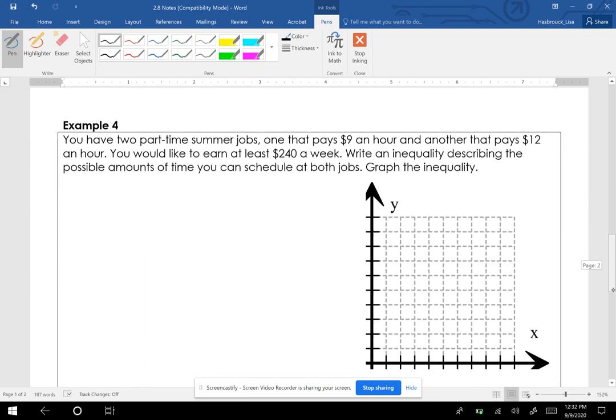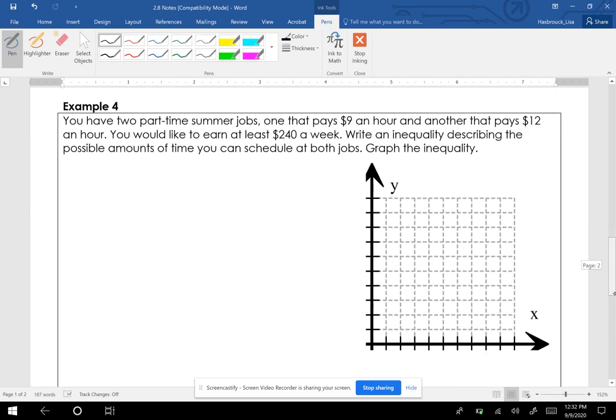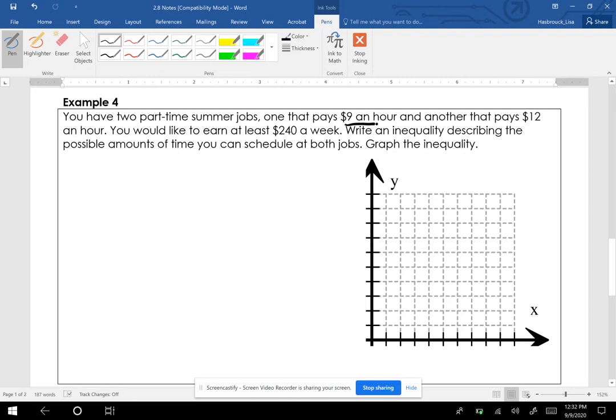Okay, example 4. You have 2 part-time summer jobs, one that pays $9 an hour and another that pays $12 an hour. You'd like to earn at least $240 a week. Write an inequality describing the possible amounts of time you can schedule at both jobs. Then graph the inequality. So you make $9 an hour at your first job.